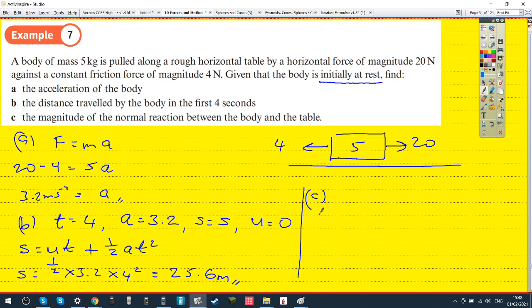So is that going to be something like the square root of 20 squared plus 4 squared? No. Between the table. This is the table down here.